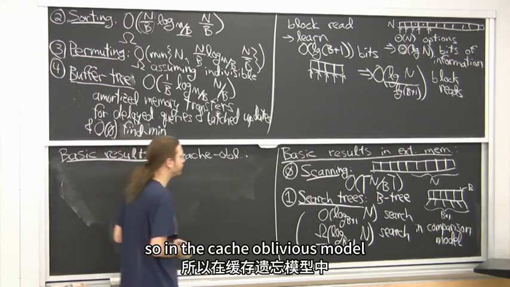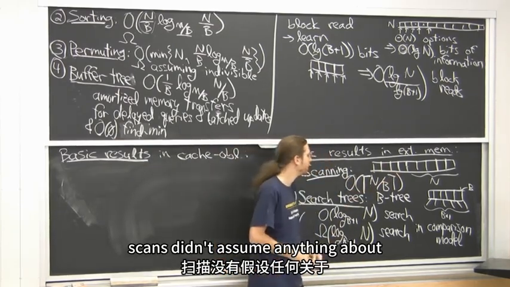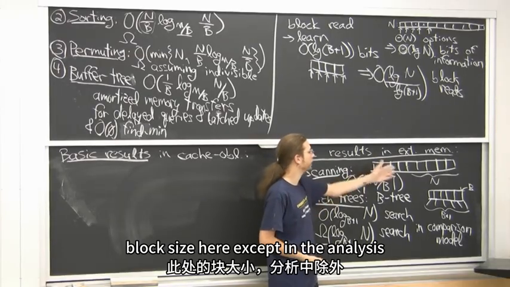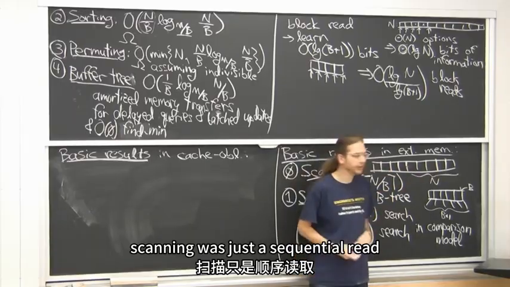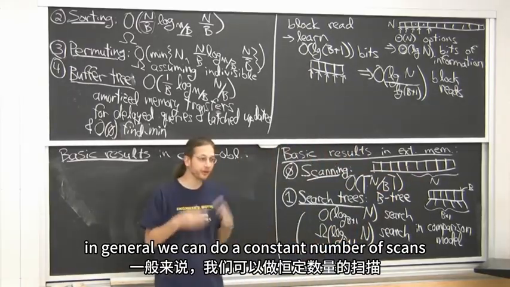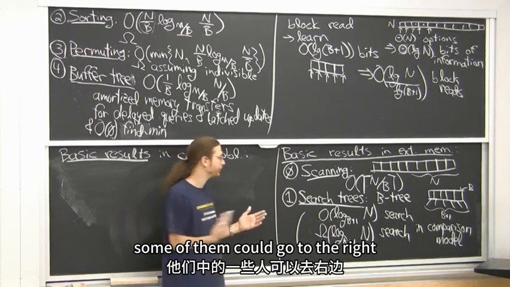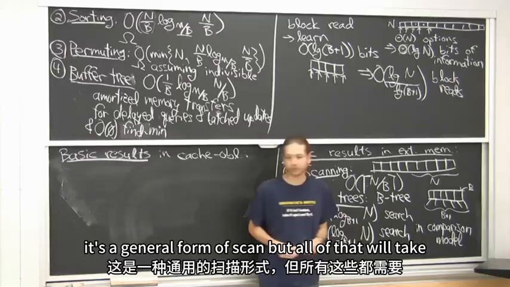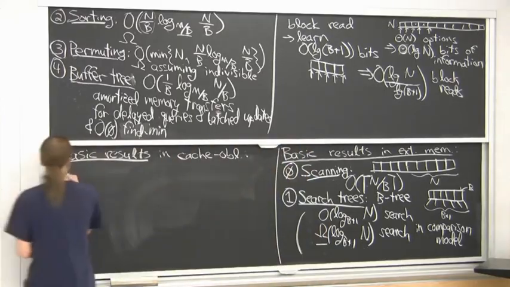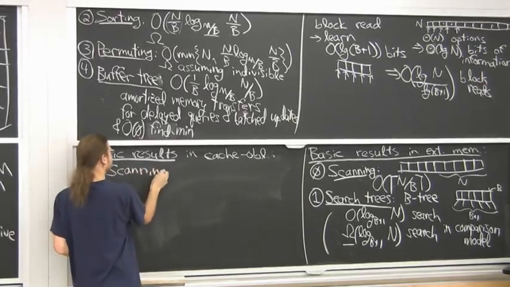So in the cache oblivious model, of course, scans are still good. Scans didn't assume anything about block size, except in the analysis. Scanning was just a sequential read. In general, we can do a constant number of scans. Some of them could go to the left, some of them could go to the right, some of them could be reading, some of them could be writing. That's a general form of scan, but all of that will take order ceiling of n over B.